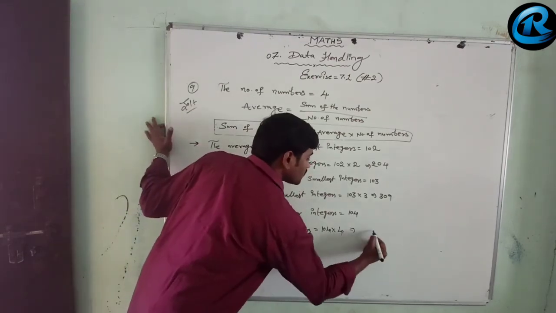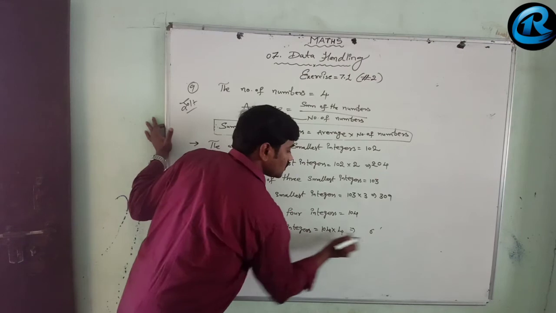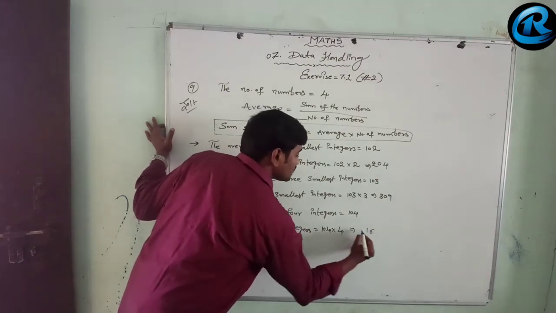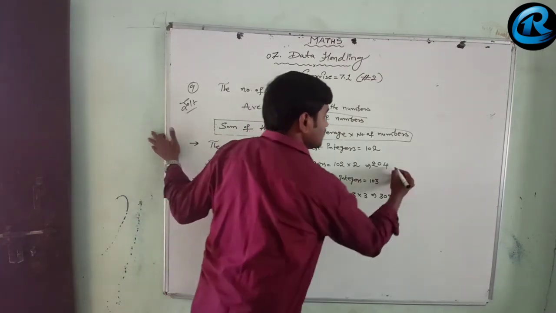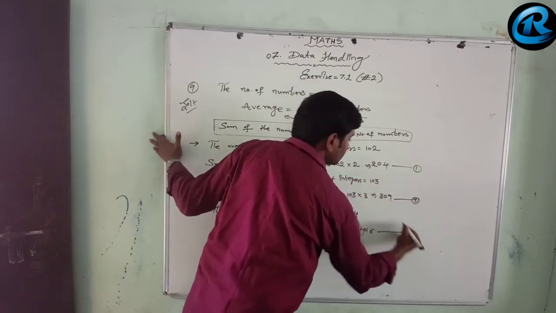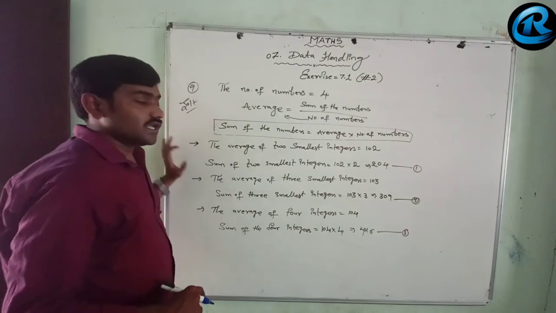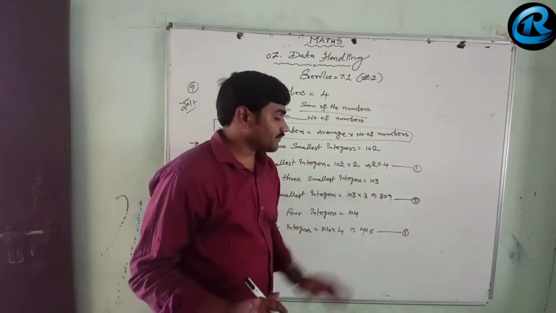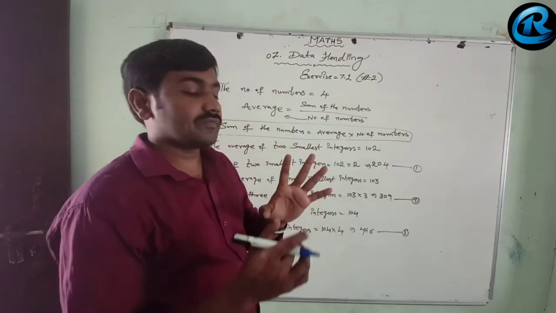So here 4 4s are 16, 1 carry. 4 0s are 0, plus 1, 1. 4 ones are 4, that is 416. This is equation number 1, this is equation number 2, and this is equation number 3. We got equation number 1, 2, 3. So what we have done now?